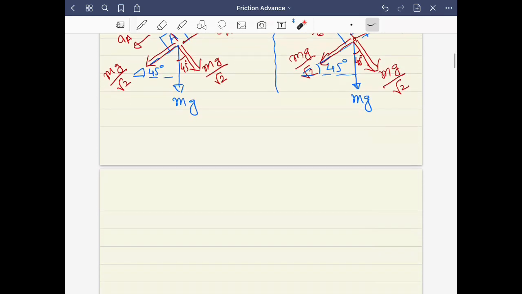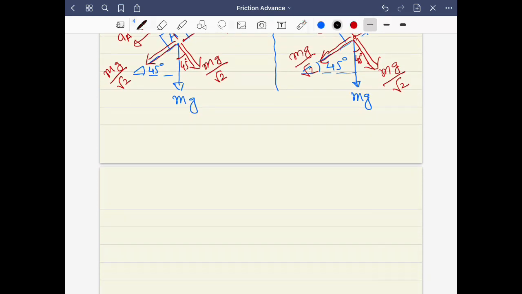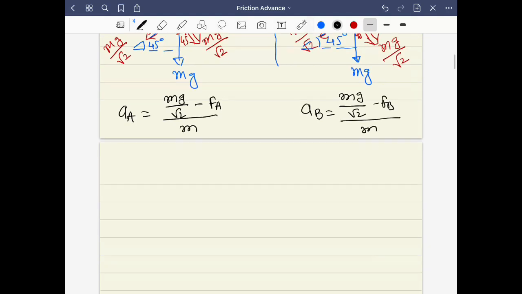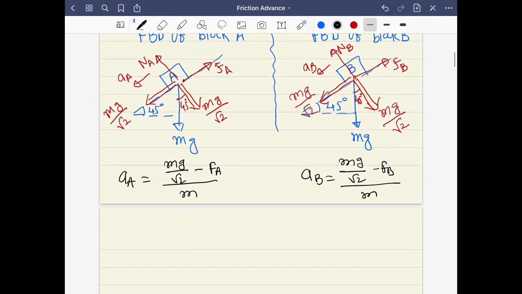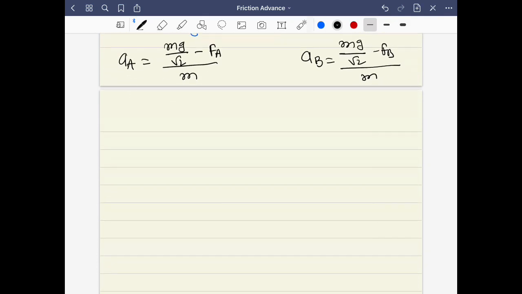Okay, so I'll just write over here, acceleration of A is equal to mg by root 2 minus the frictional force in A divided by mass, and the acceleration of B will be mg divided by root 2 minus fb divided by m. Now, what is the frictional force in A? Frictional force in A is 0.2 times the normal reaction. So I'll just write here.